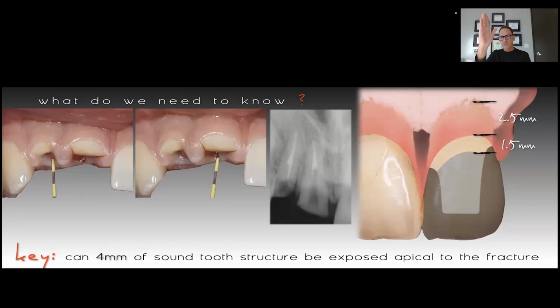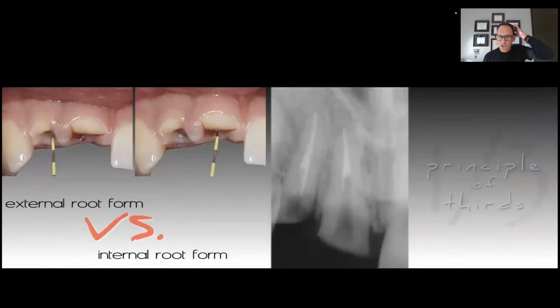So if the tooth comes out more horizontal on the fracture, this is what I need to create. If it's a more vertical shearing fracture, then I could flap it and smooth the root, and I just have the attachment onto the fractured vertical root. If it's horizontal, as this one is, I've got to expose tooth structure. So you would then look at, if I need to expose 4 millimeters apical to the fracture, what am I going to be left with?